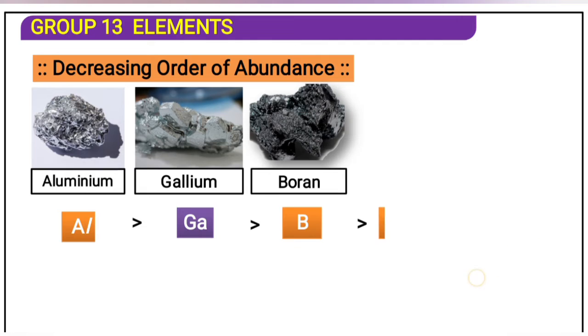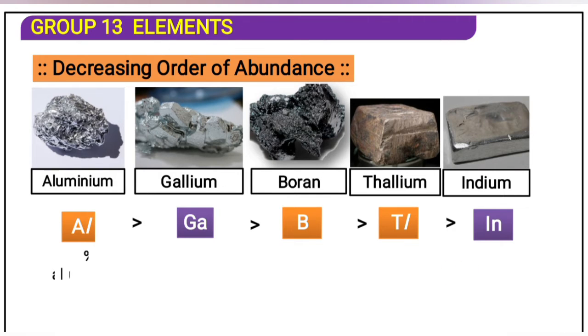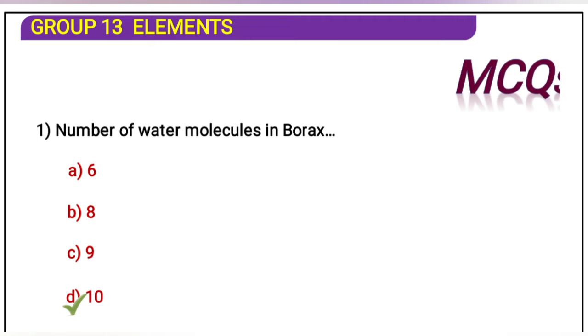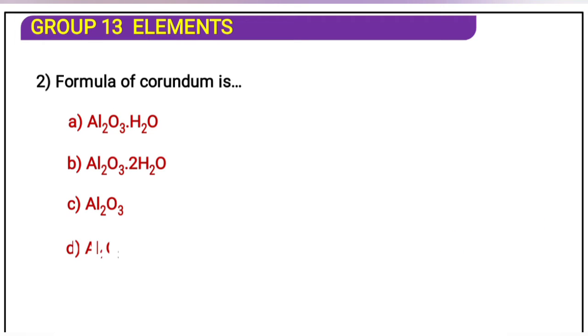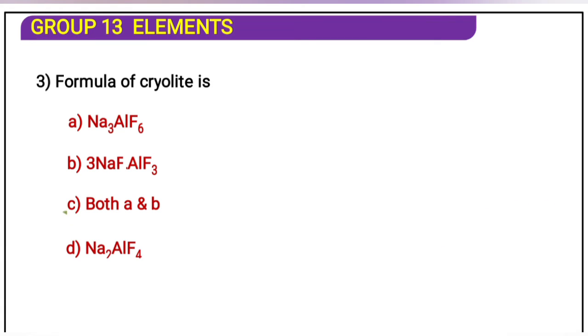Decreasing order of abundance as you move from top to bottom, it decreases, but the most abundant is aluminium, then gallium, then boron, then thallium and indium. This is the abundance order. You don't need to remember the values, but yes, the order you have to remember. So in borax, the formula has 10 moles of water. Corundum formula is Al2O3. Formula of cryolite is Na3AlF6. A and B are same, C is Na3, and F you have 3 and 3, so total you have 6F.